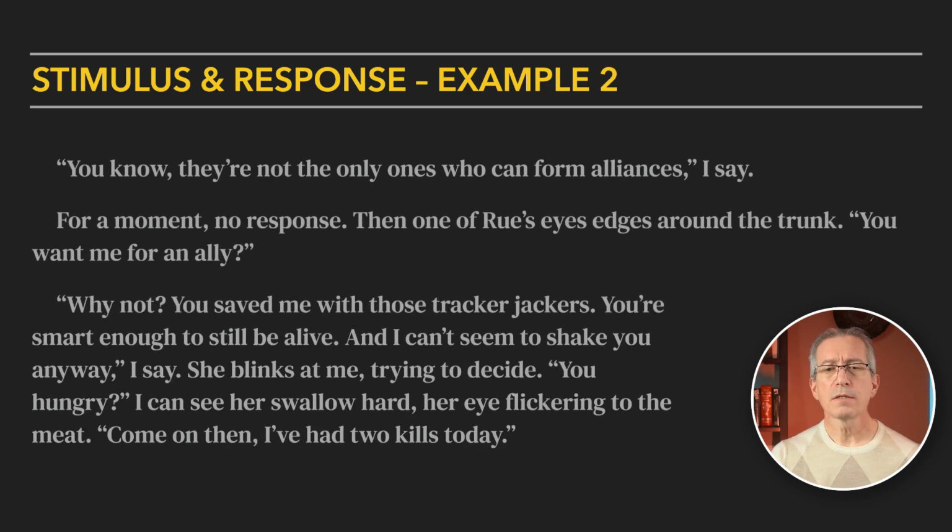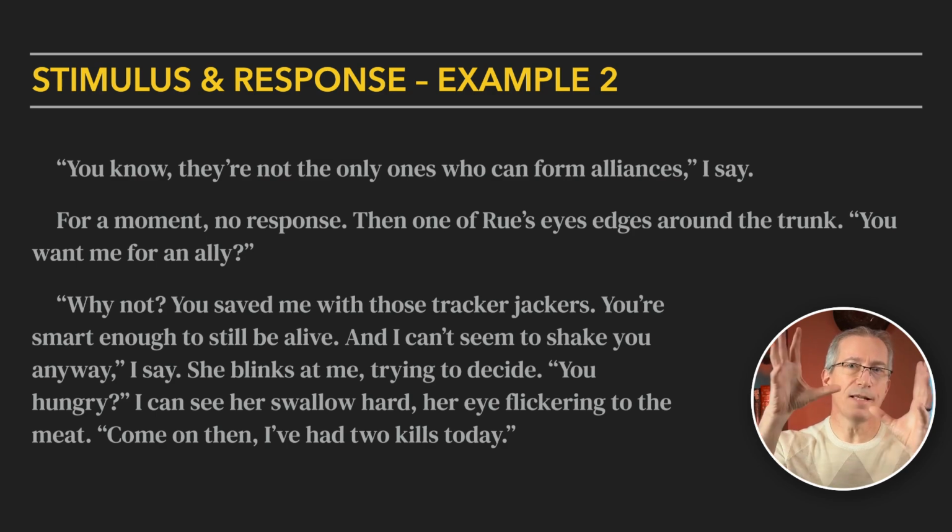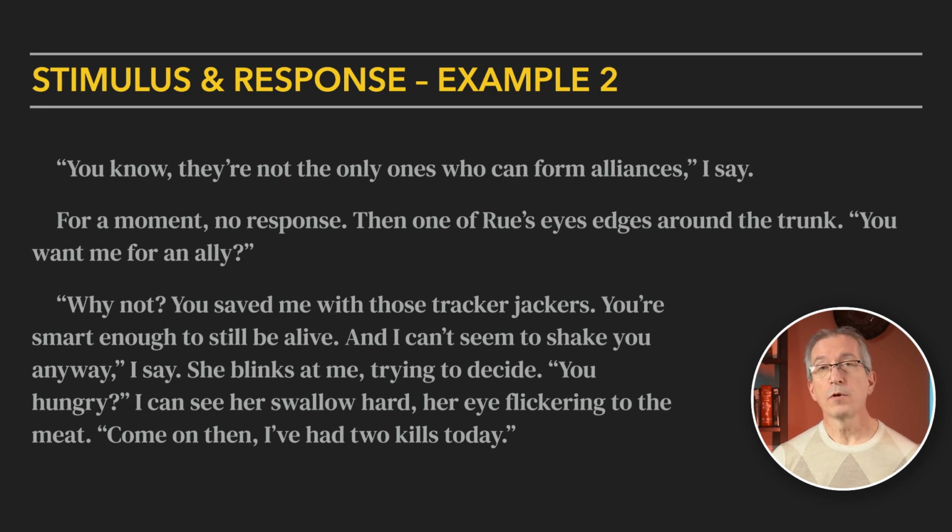Another example. This is later on, after Rue has shown Katniss the Tracker Jacker nest and Katniss dropped it. And Rue is clearly following Katniss. So this starts here. "They're not the only ones who can form alliances," I say. For a moment, no response. Then one of Rue's eyes edges around the trunk. "You want me for an ally?" "Why not? You saved me with those Tracker Jackers. You're smart enough to still be alive, and I can't seem to shake you anyway," I say. She blinks at me, trying to decide. "You hungry?" I can see her swallow hard, her eye flickering to the meat. "Come on then, I've had 2 kills today."